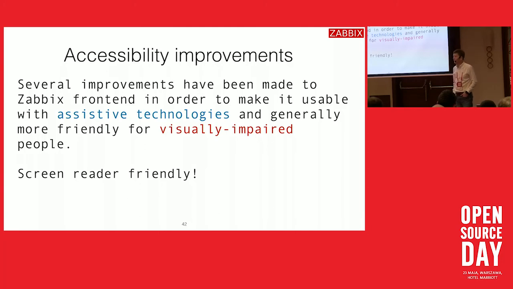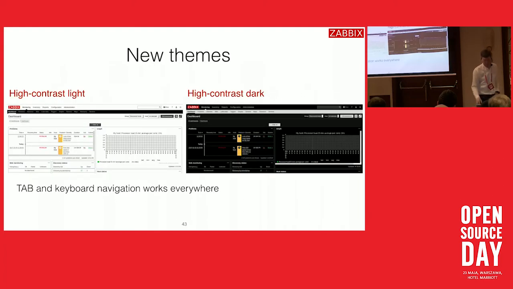In Zabbix 4.0, we made a huge work to make the Zabbix UI useful for visually impaired people, for people who have some problems recognizing text, for blind people who use screen readers. And now Zabbix is compatible with screen readers. Screen readers are quite expensive software that you use, and a screen reader will basically read everything which is displayed on the screen. Here is a button, here is a text, here is this, here is that. So your UI must be prepared for screen readers. And now Zabbix is ready for screen readers.